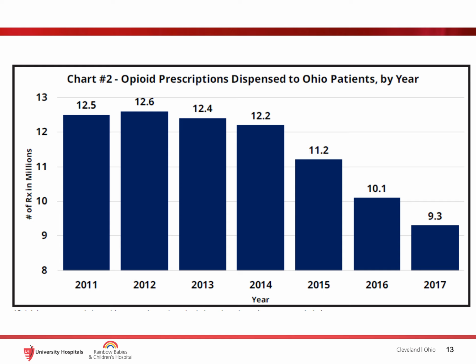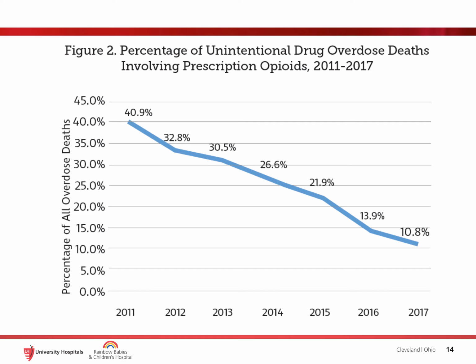And this is also just another slide showing you how many opioids are being dispensed and written for patients. And again, we're definitely decreasing the number of opioids that we're prescribing to patients. This slide also shows unintentional drug overdose deaths. And if you notice in 2011, it says 40.9%, and it goes down yearly to 2017, where it's 10.8% of deaths that are related to drug overdoses.